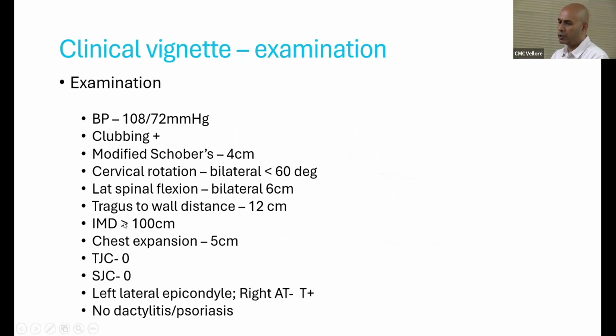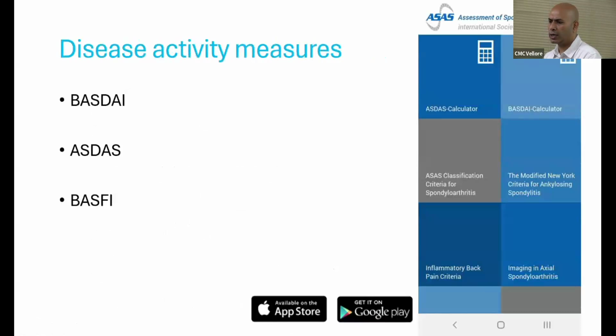He had a good hip joint. Intermalleolar distance was more than 100. Chest expansion was just about 5 centimeters. Absolutely nothing going on in the joints. However, there was a tender lateral epicondyle and right Achilles tendon insertion. No dactylitis, no psoriasis.